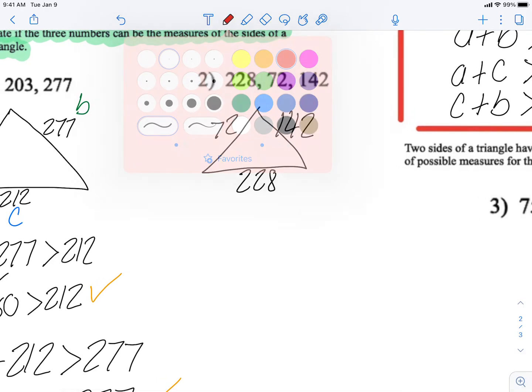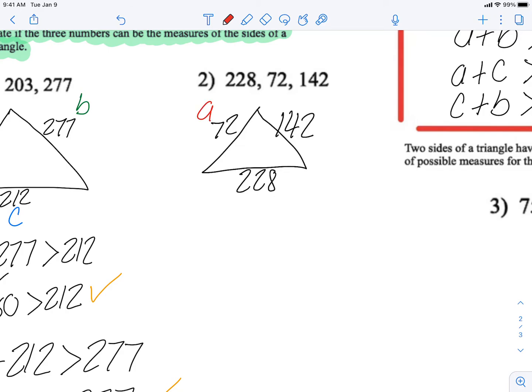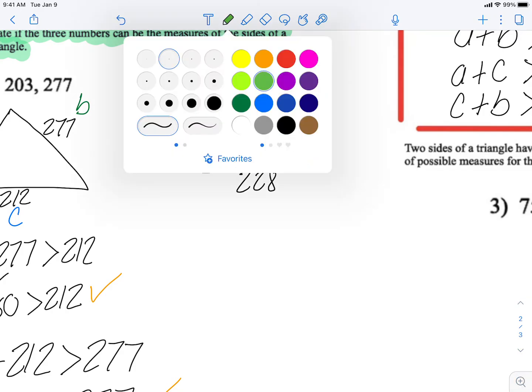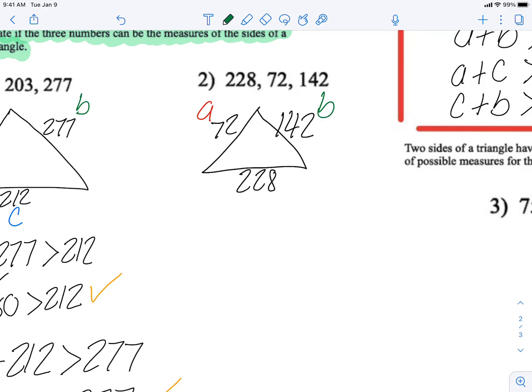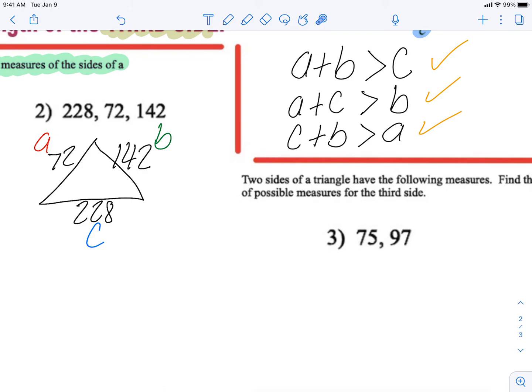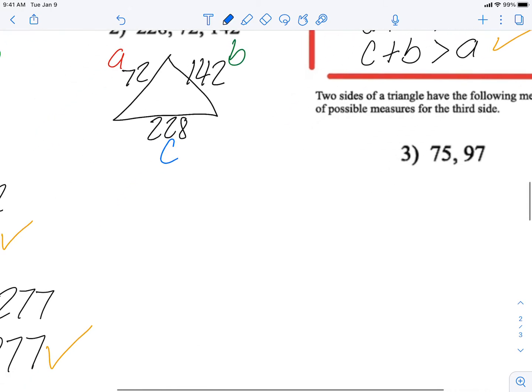And I'm going to say this is my A, and I'm going to say this is my B, and I'm going to say this is my C. So 3 checks, everybody. Remember, we need 3 checks, right? So A plus B is greater than C. Let's see. A plus B.